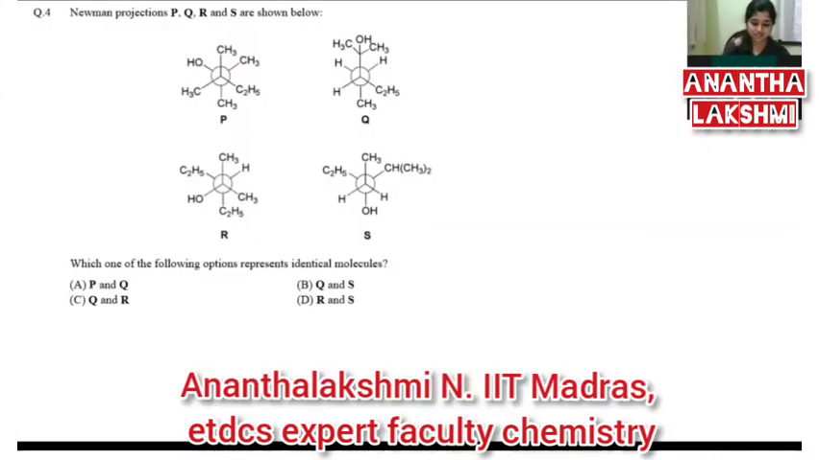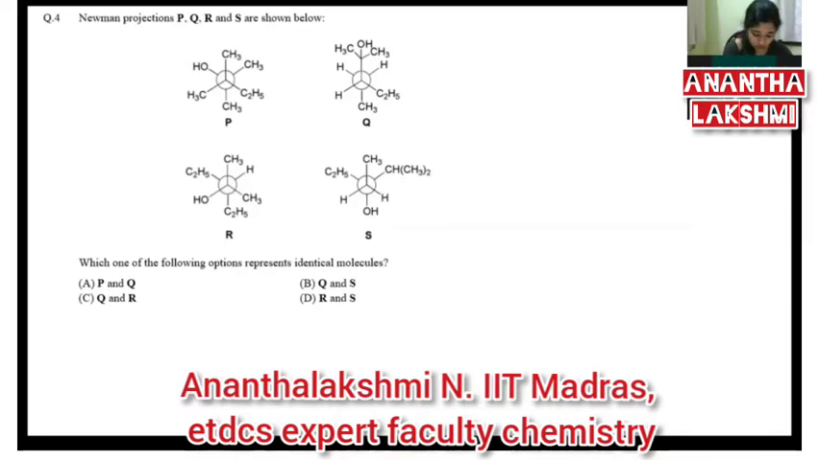This question is from organic chemistry, basically stereochemistry. As we can see, we just have to find which one of the following options represents identical molecules. What we are seeing is Newman projections of 4 molecules, out of which some are identical. This is basically a cakewalk question, because all we need to know is how to convert this Newman projection into the normal structural formula. We'll find it out one by one.